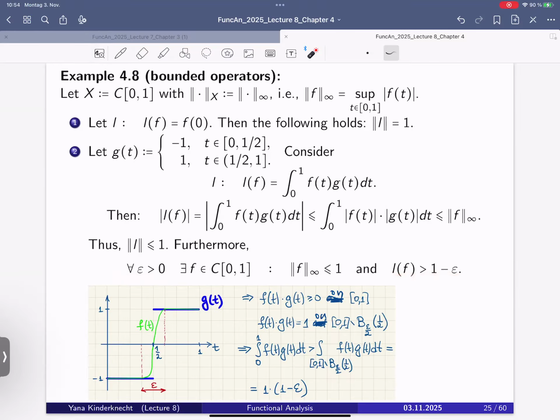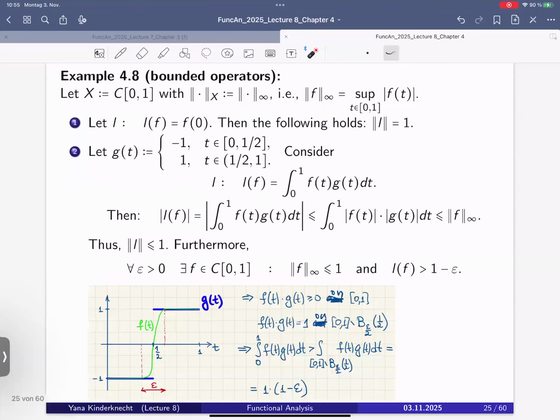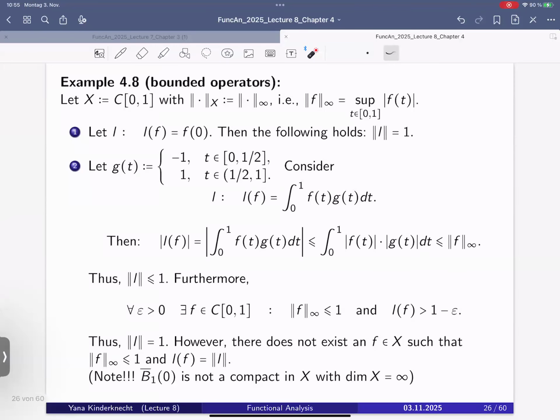So what do we have finally? We have that the norm, which is supremum. So on one hand, the norm is smaller or equal to 1, but on the other hand, there are elements such that L applied to F is arbitrarily close to 1. Hence, the norm is exactly 1.